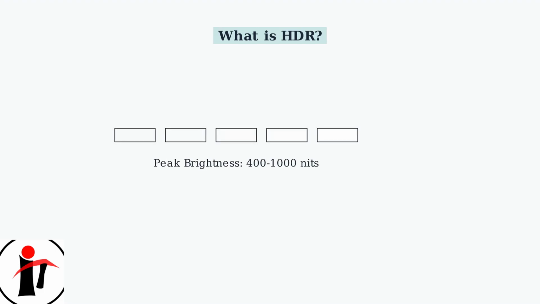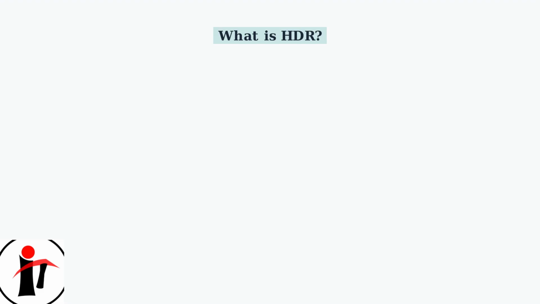Second, HDR increases peak brightness, typically reaching 400 to 1000 nits on Sceptre monitors. This allows bright scenes to appear truly brilliant while maintaining detail in darker areas.